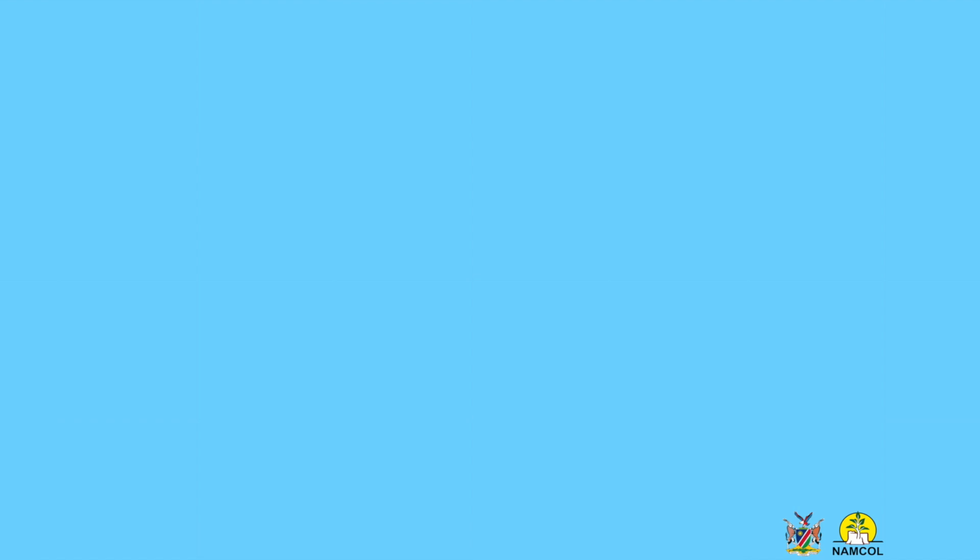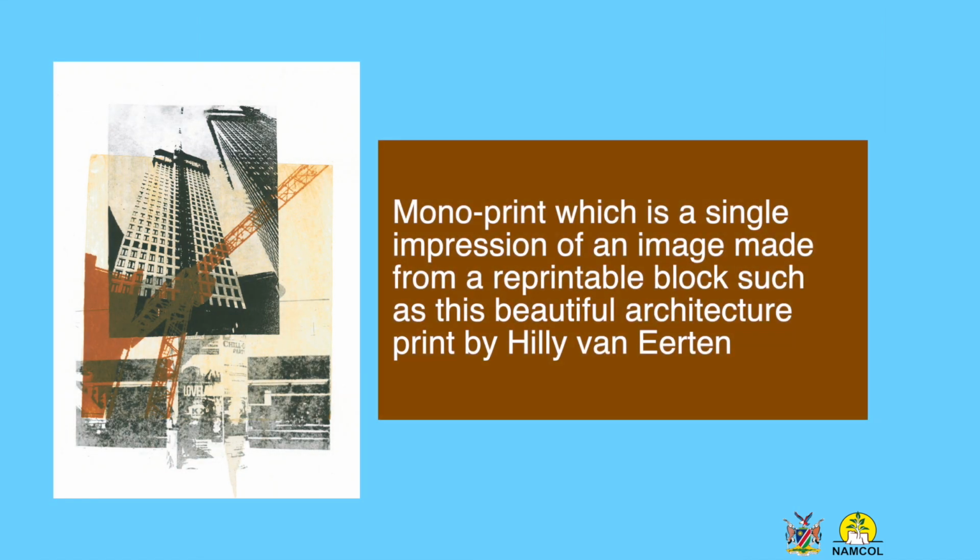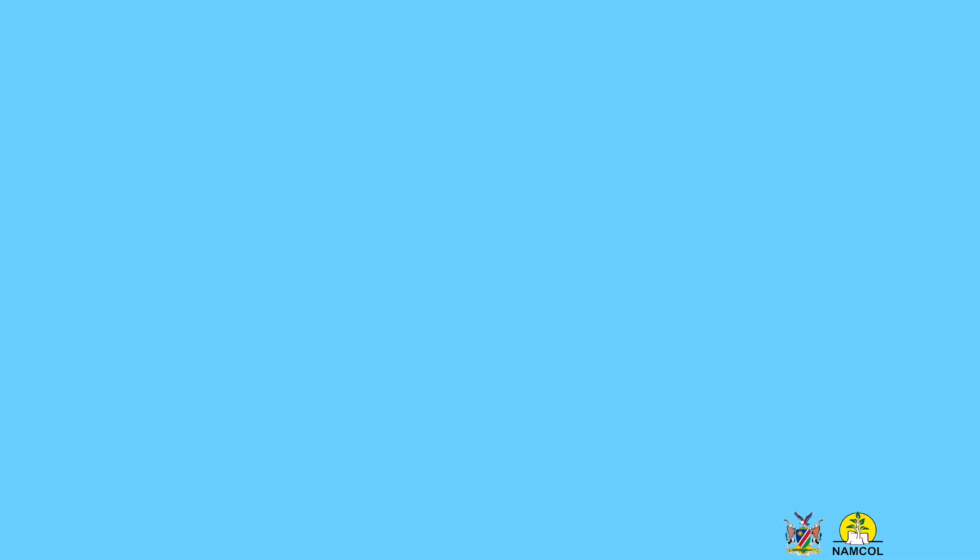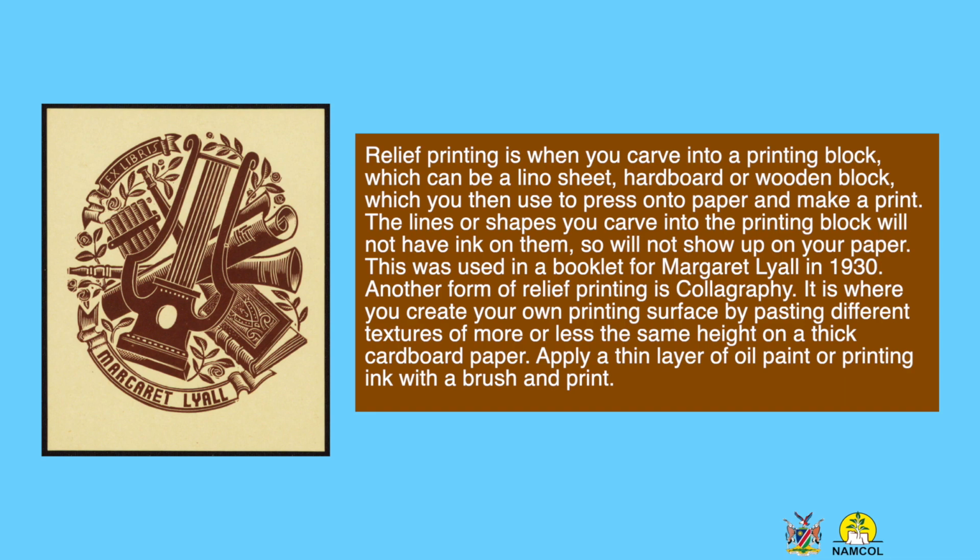So let's tackle a few different types of print making. Monoprinting is when a single impression of an image is made from a reprintable block, such as this beautiful architecture print by Hilly van Eerten. Relief printing is when you carve into a printing block, which can be a lino sheet, hardboard, or a wooden block, which you then use to press onto paper and make a print. The lines or shapes you carve into the printing block will not have ink on them. This was used in a booklet for Margaret Lyell in 1930.